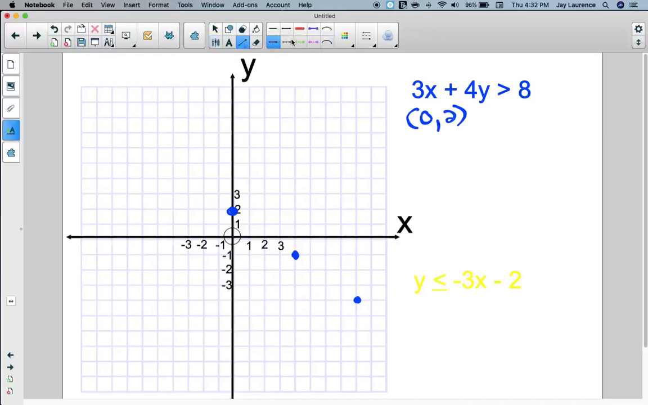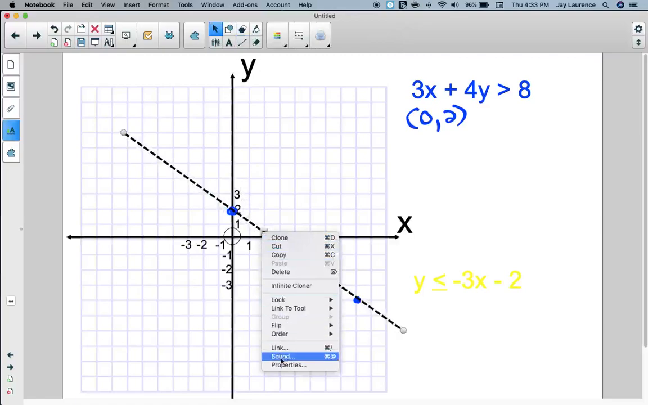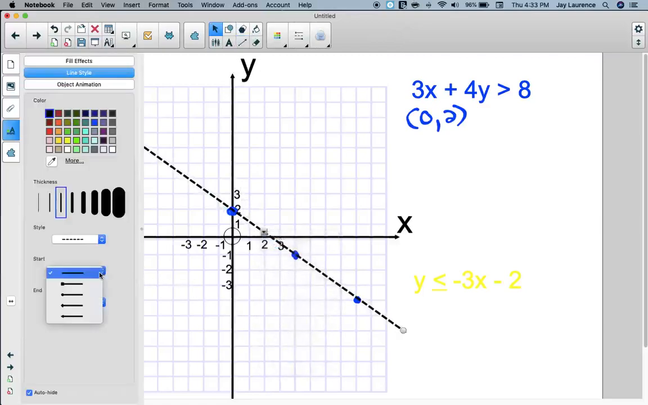Nope, just kidding. It's going to be a broken line because it's not equal to, right? I need you guys to keep me honest. Go ahead and yell at the computer if you hear me making a mistake. All right, so properties.